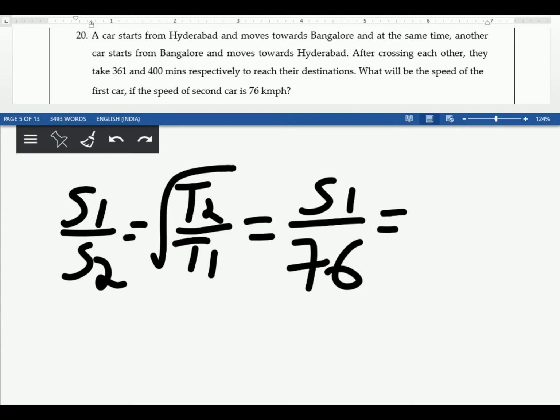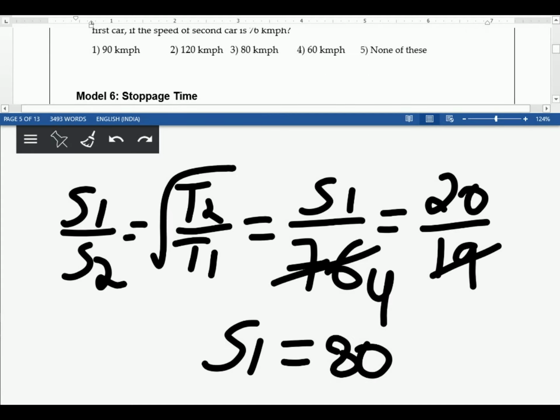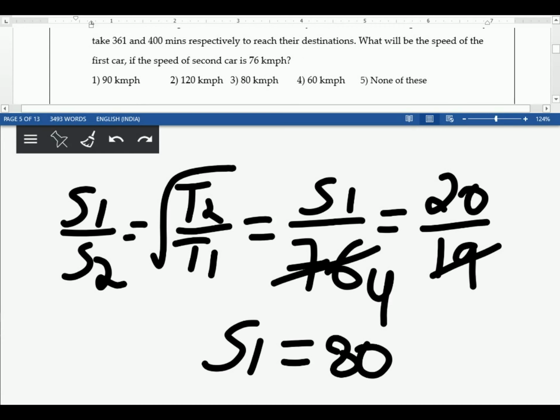Square root of T2, that is 20, by square root of 361, it is 19. 19 fours are 76, therefore speed S1 is equal to 80. Speed S1 is equal to 80 kilometers per hour.